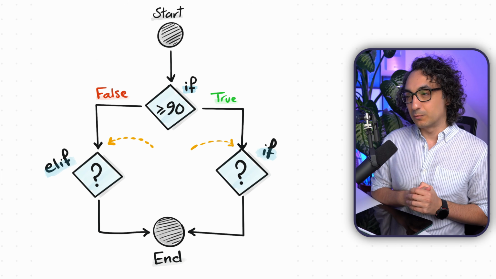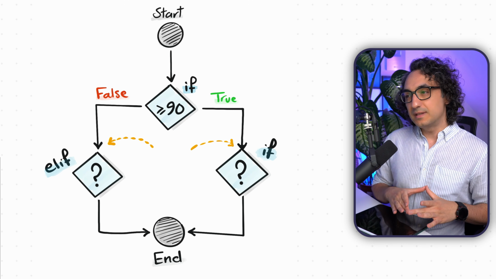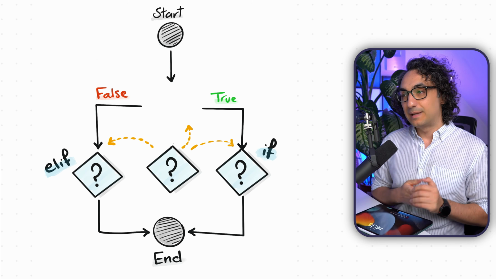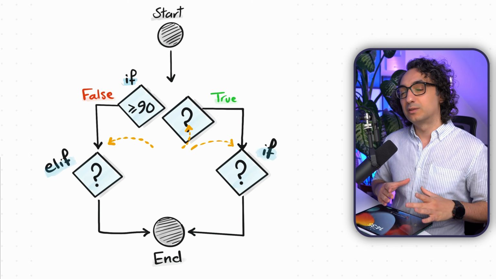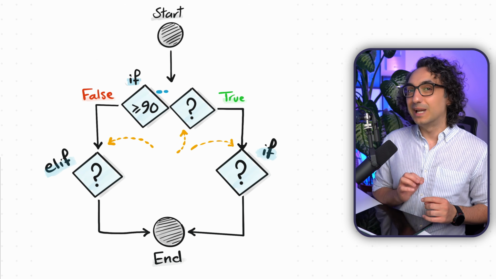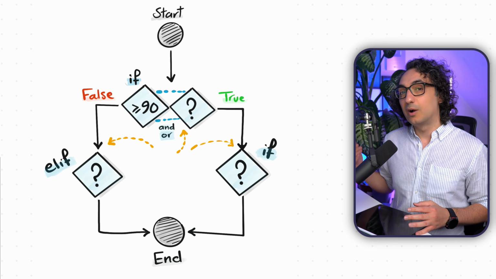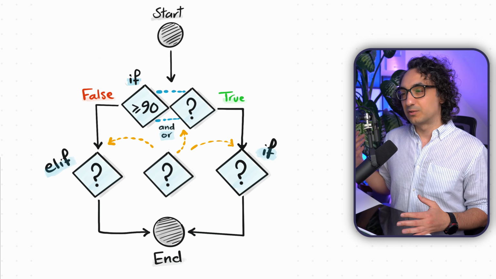Now to the third option, what we can do with that, we can ask this question together with the first question. And if you remember in the Boolean expression, if you want to connect two conditional statements, we have to use the logical operators and or. So this is something that could happen a lot.